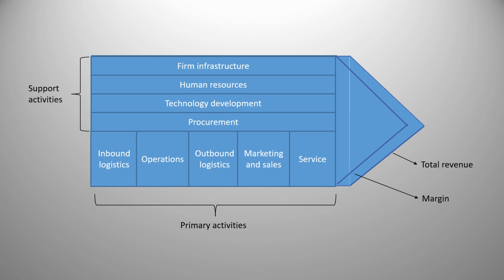The cost is represented through the inside arrow of the value chain. Companies will always aim to improve their margins. In other words, either increasing the selling price or reducing the cost, and in such a way, the margins will be increased.